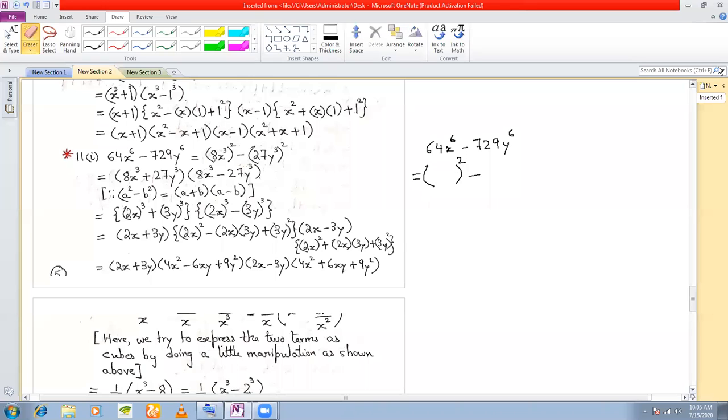I'm writing 8 square, x cube. This has to be 8x cube, because I'm writing in terms of squares. Let me write one more step before this. I can write 64 as 8 square, and I can write x as 3 into 2, and I can write 729 as 27 square.